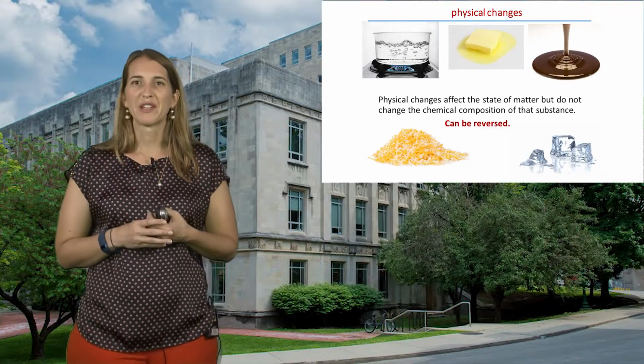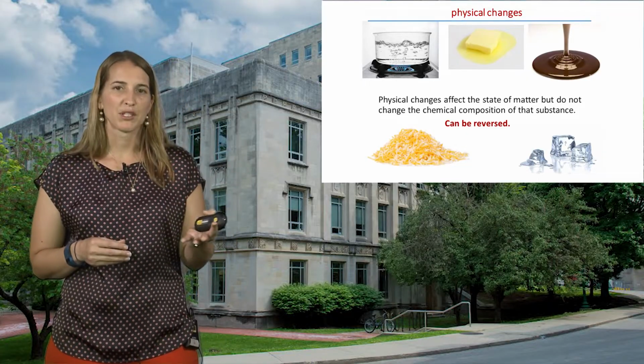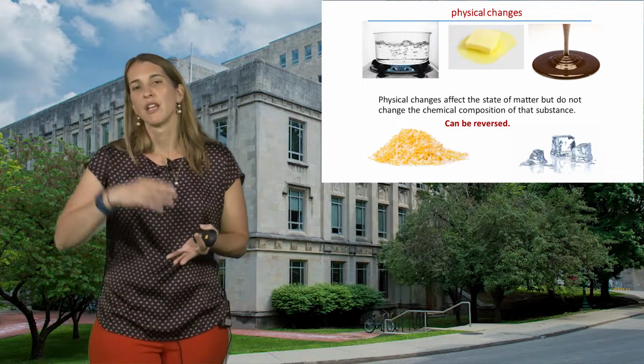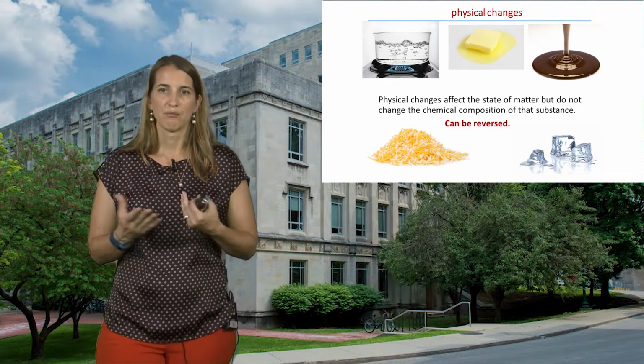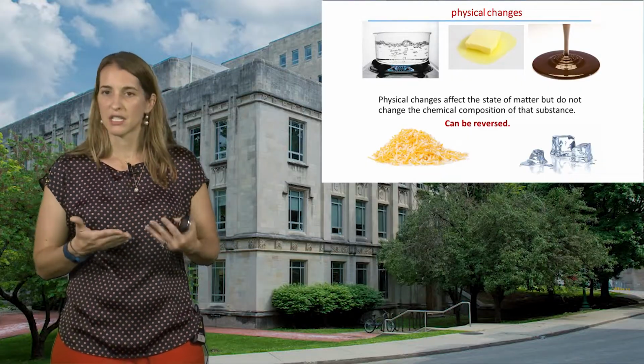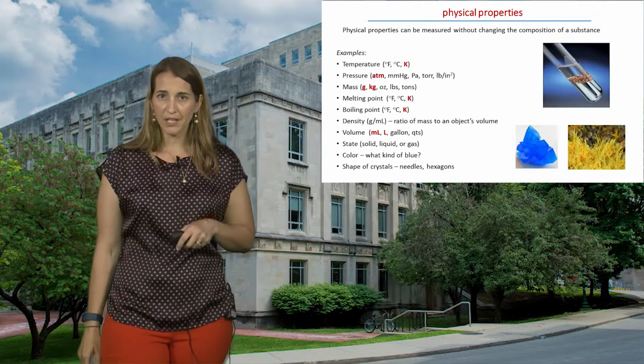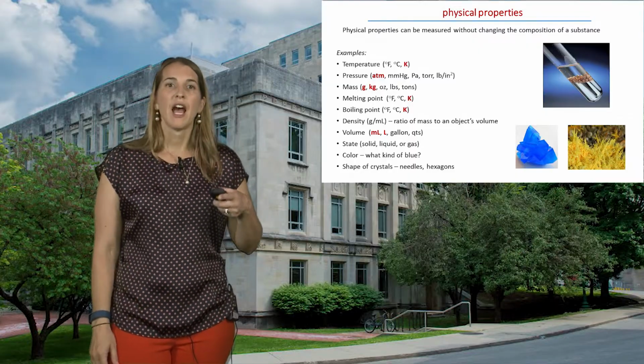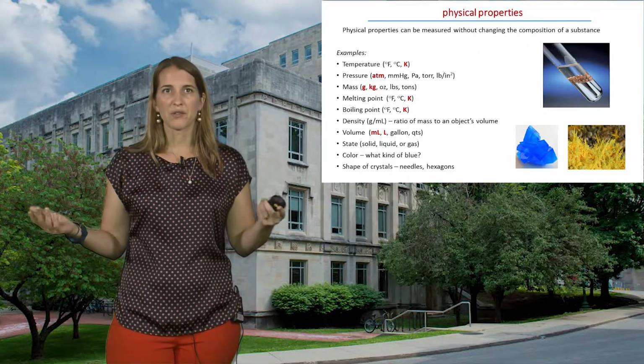A lot of these end up being food examples. Putting some water in a pot, taking it from a liquid, boiling it off to a gas phase, melting things, even shredding cheese, okay? These are just physical changes. It doesn't change the composition. Physical properties then, okay, are the properties that can be measured without changing the composition.